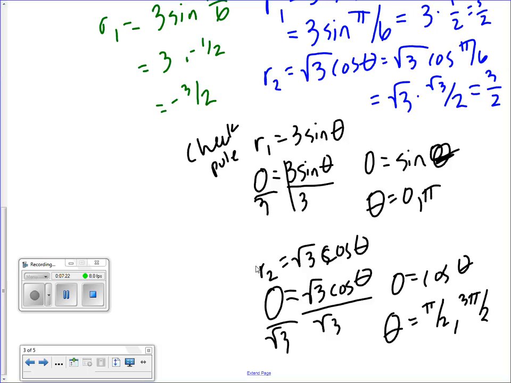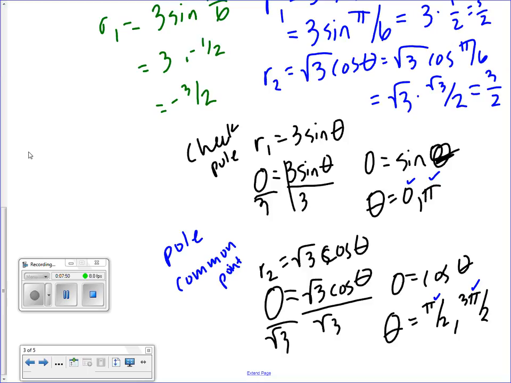But notice that the first equation gets there at 0 and pi. The second equation gets there at pi over 2 and 3 pi over 2. So while the graphs do overlap at the pole, they don't get there at the same time. So the pole is what we call a common point, whereas the other point we had before is called a solution.